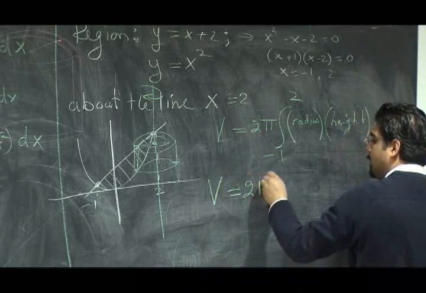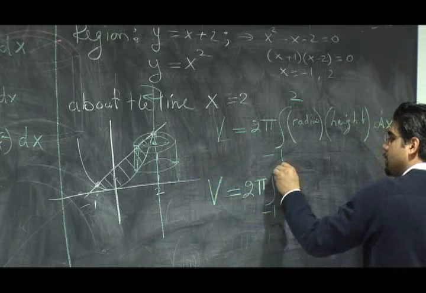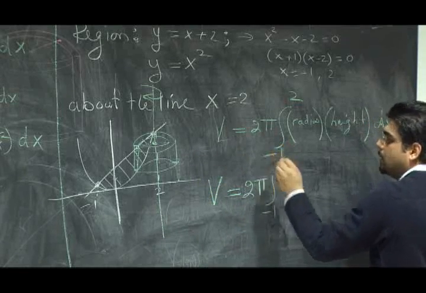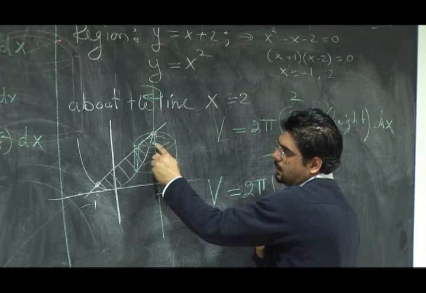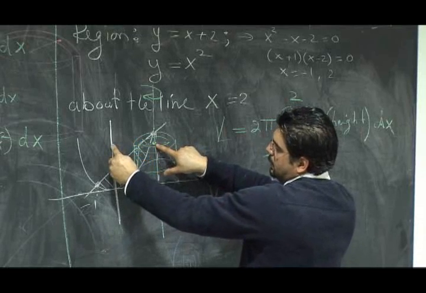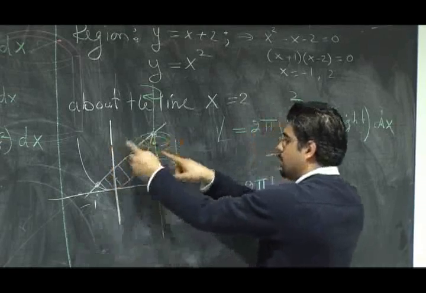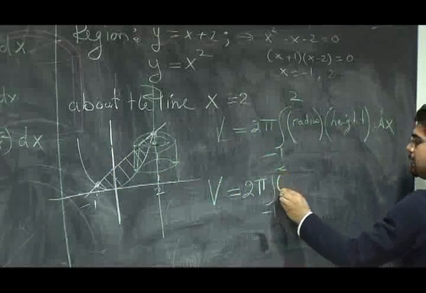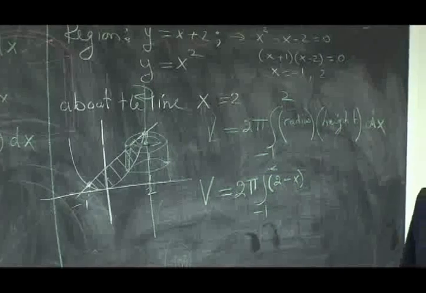Let's see. The radius is an x measure, so it's a horizontal measure. It's the distance from here to here, yes? The distance from here to here is 2. The distance from here to here is, this is x, so the rest is 2 minus x, very good. So the radius is 2 minus x. Is that clear to everyone?